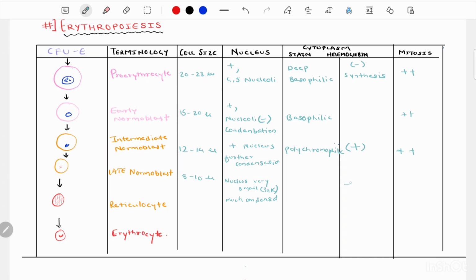The quantity of hemoglobin rises, so the cytoplasm becomes almost acidic. So the cell is now called orthochromatic, because from polychromatic, meaning having two types of stain, it becomes acidophilic. Only one type of stain is present now, so it is called orthochromatic erythroblast. And mitosis stops here.